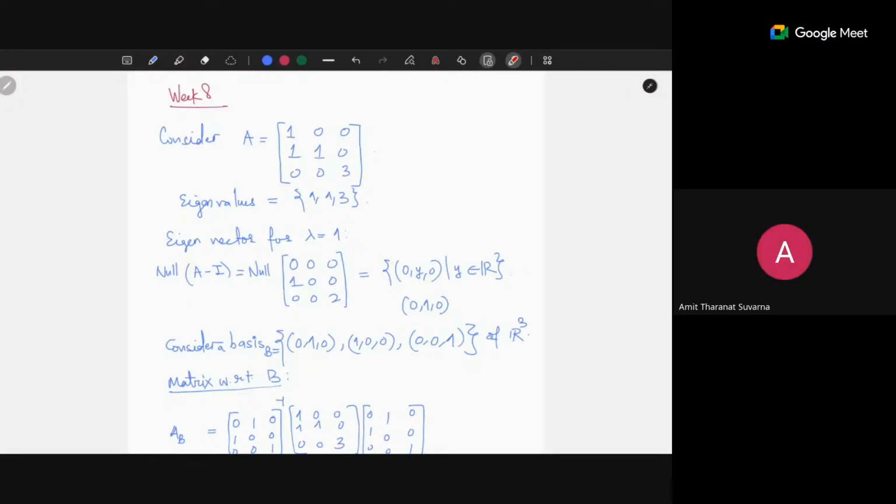I have a doubt. This matrix is the representation with respect to the canonical basis. You're considering a basis B, right? Actually it is in the span of R3, so we can take any basis, right?